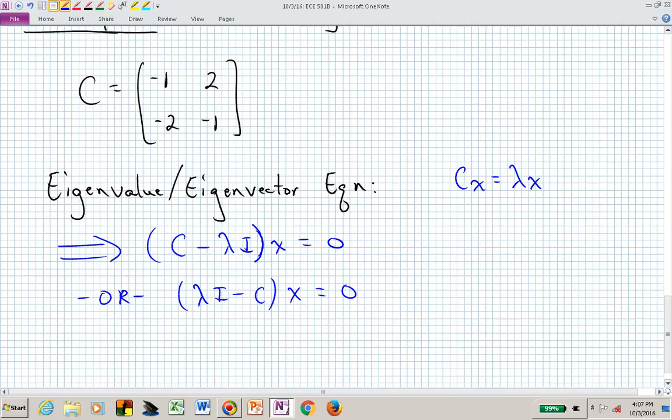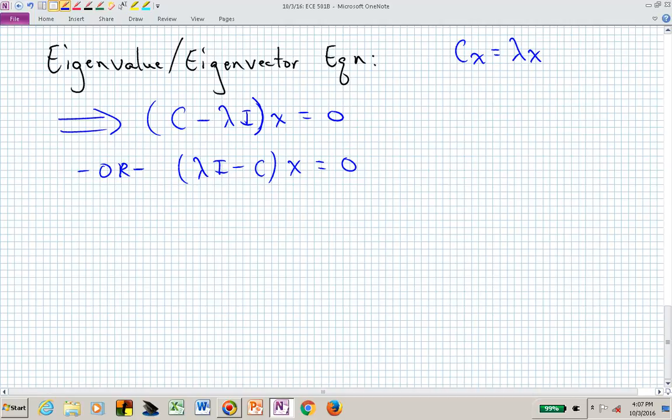A lot of times it's easier to think of the lambda I and subtract the original matrix. Let's then use the second relationship, which is consistent with the first relationship. But now for the particular matrix C that we started with, we had minus 1 on the diagonals. And so when we subtract a minus 1, we end up with lambda plus 1 and lambda plus 1. And now we're negating the off-diagonal terms, and we had a 2 in the 1, 2 entry and a minus 2 in the 2, 1 entry, and that's now our lambda I minus C matrix.